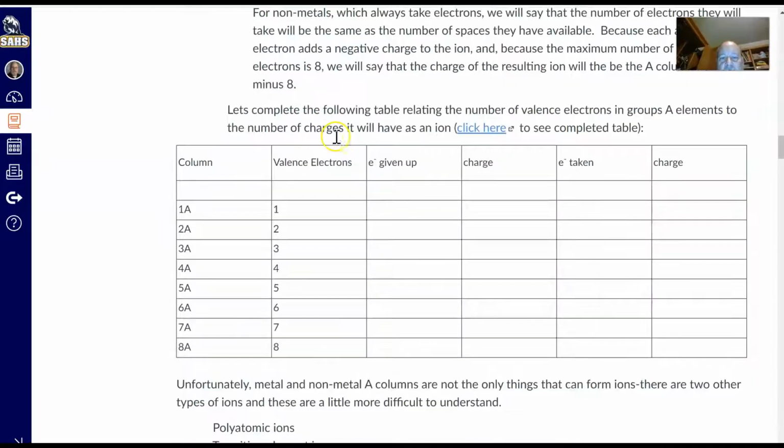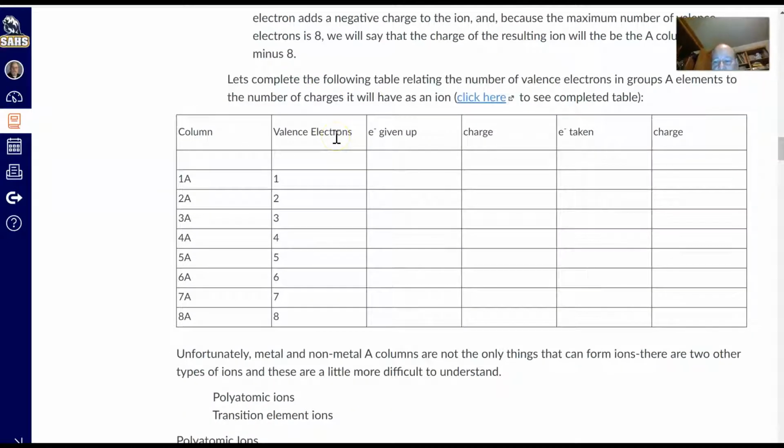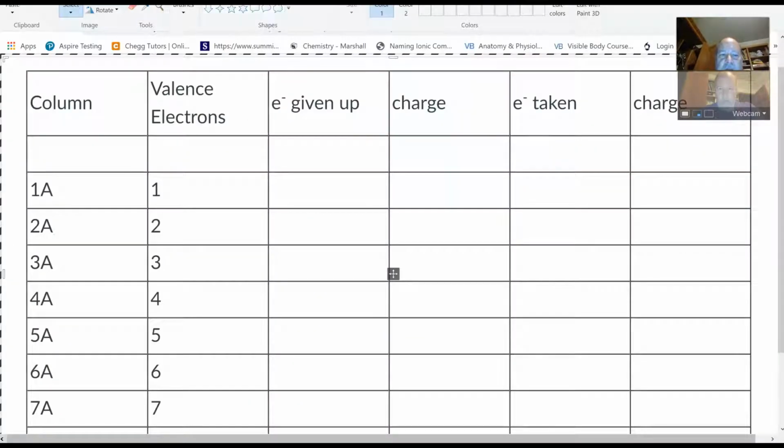So let's complete this table that follows here, and we'll just walk through this real quickly here. So let me get to a spot where I can fill this in. Okay, so I've got this table where I can write on it now, and so let's just walk through this. If I'm in column 1A, I have 1 valence electron, right?